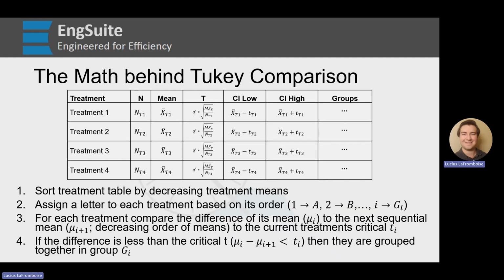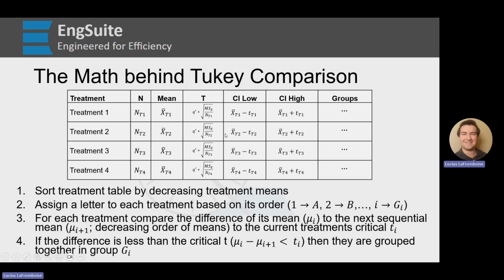Okay, so grouping. Here's the procedure. This will make more sense in a minute when we get into Excel and actually do the grouping. So we're going to sort each treatment table by decreasing treatment means. Again, sort it by decreasing. Then we'll assign a letter to each treatment based on its order. So the first treatment, the largest mean, is going to be A, the second is going to be B, all the way down as many treatments as you have.